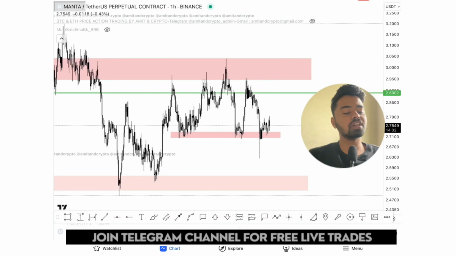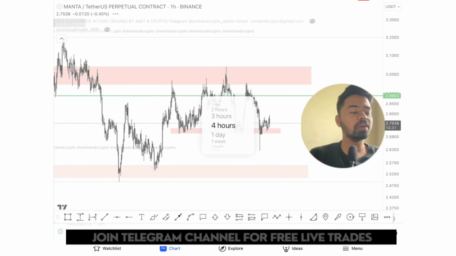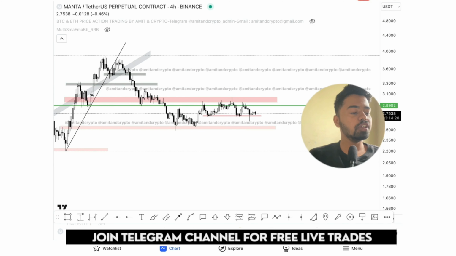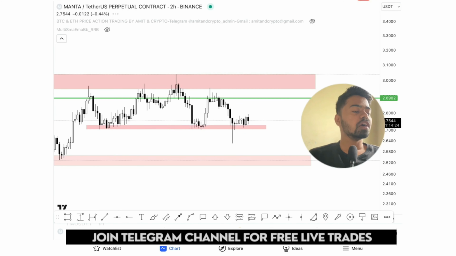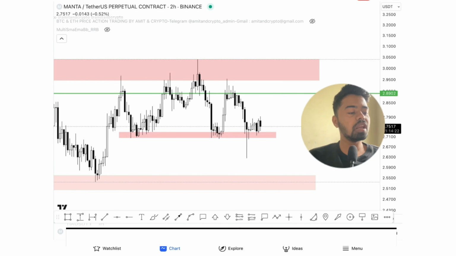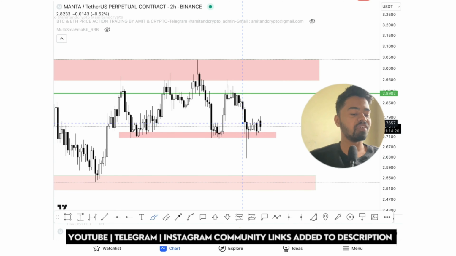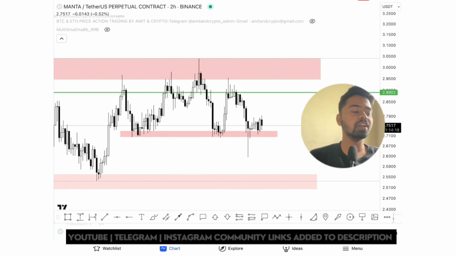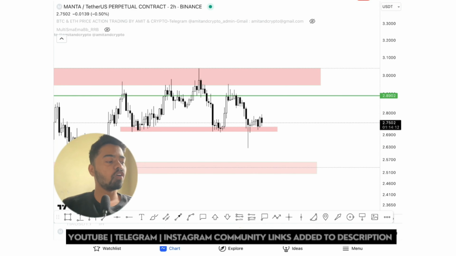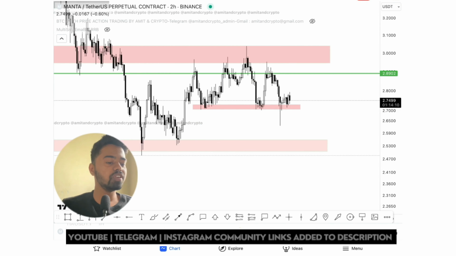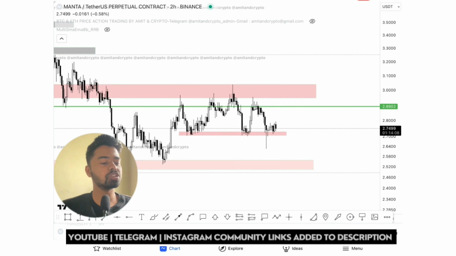MANTAUSDT, this coin also has very much volatility. We can use this volatility for futures trades. The coin has good liquidity, but still it has some long wicks. That's fine because BTC is also showing some volatility. That's why we can expect some movement of candle wicks. Okay, so we have to stick with the stop loss.